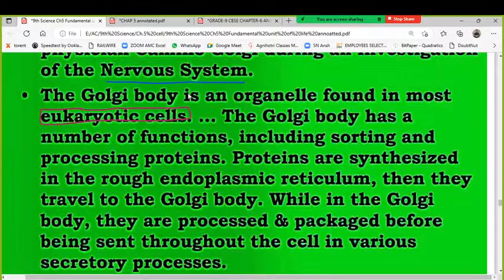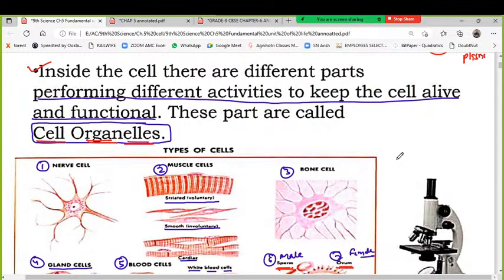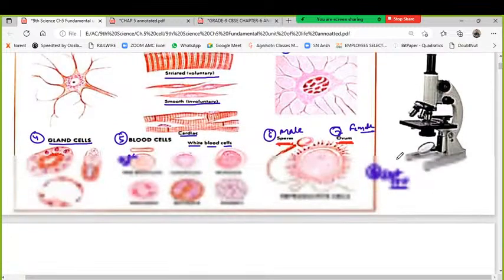Can you tell me what are the differences between prokaryotic and eukaryotic cells, and what are the differences between unicellular and multicellular cells that I have told you in the previous class? I want you to tell me.